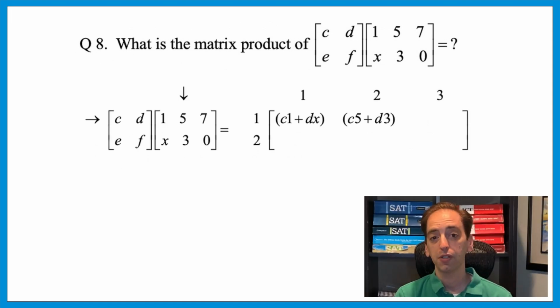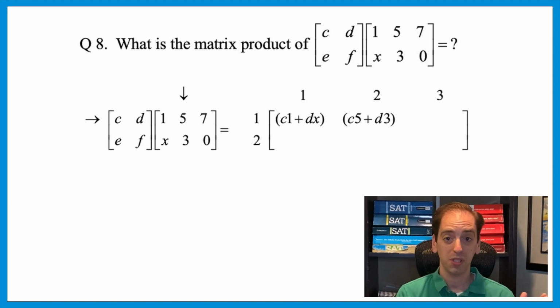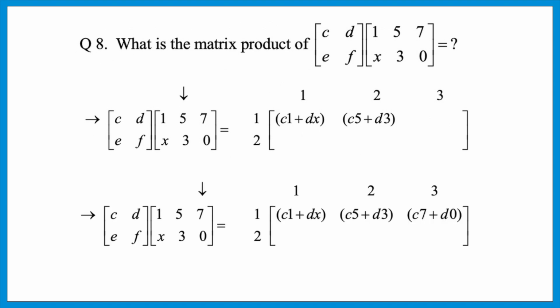So in that top middle spot, that means we're in the first row and the second column. So following those arrows would give us C5 and then to the D and the 3. C5 plus D3. And the top right, first row, third column. So now it would be the C times the 7 plus the D and the 0. And there's your whole top row.